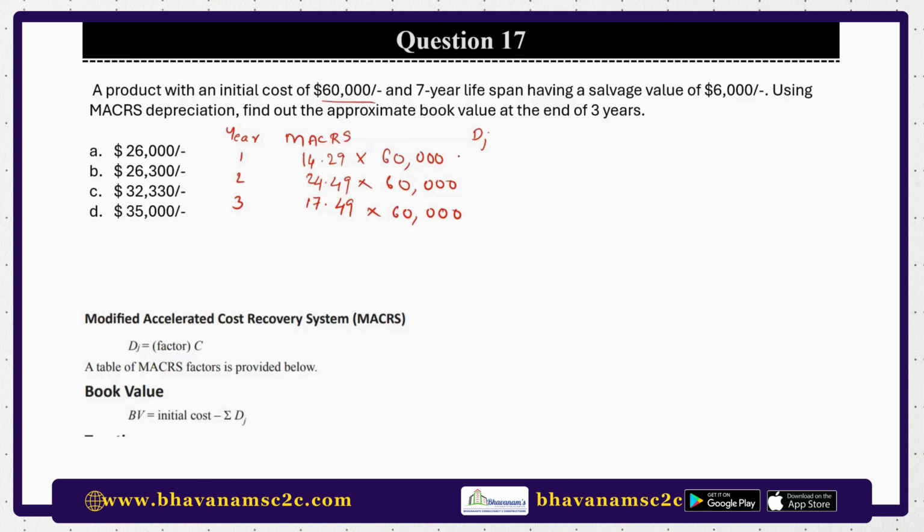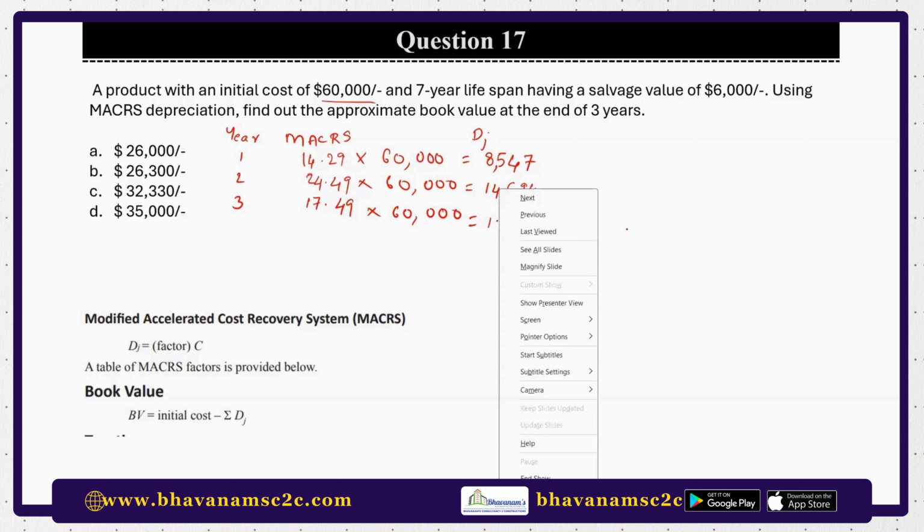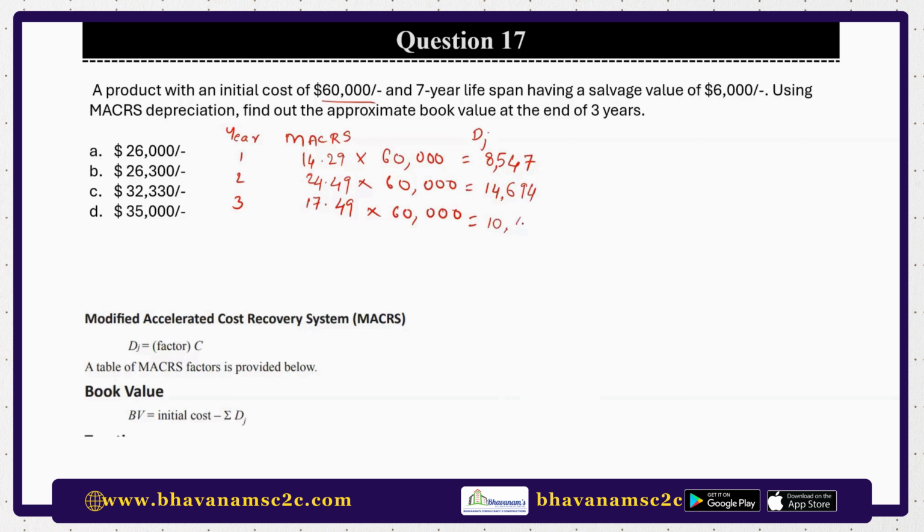Okay, 14.29 into 16,000. I got it as 8547. The next one, 14,694. The latest one is 10,494. So altogether, it is the summation of the depreciation, right? If you sum up all these three values, you will get the depreciation value sum.